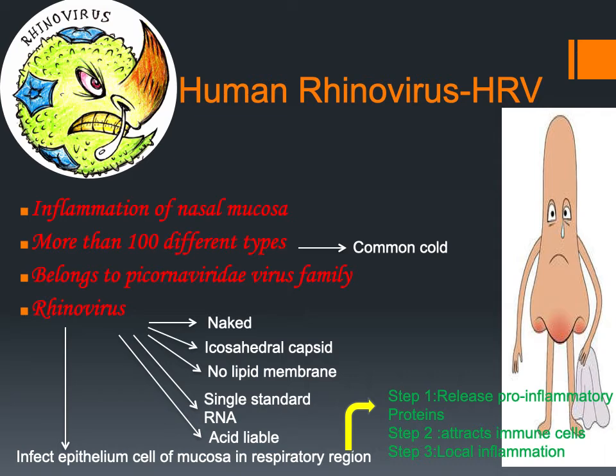It belongs to the Picornaviridae family, and there are almost 100 different types of these viruses. The unique features of the human rhinovirus are these. First, it is naked and has an icosahedral capsid, and it doesn't have any lipid membrane. The main thing to note is that it is single stranded RNA, and it is acid labile.